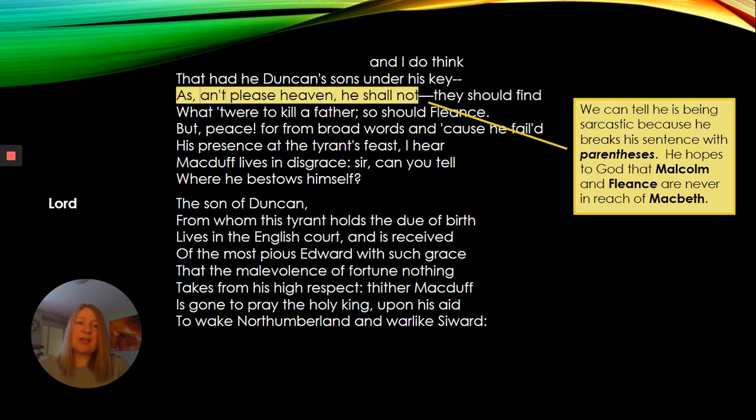But he also prays that none of the sons ever find themselves in the company of Macbeth. And this tells us he's being sarcastic. He prays to God, he hopes to God, when he says, and it please heaven, he shall not. He hopes to God that Macbeth never gets his hands on them. That shows us that his support is with Malcolm, Donalbain and Fleance rather than with Macbeth.